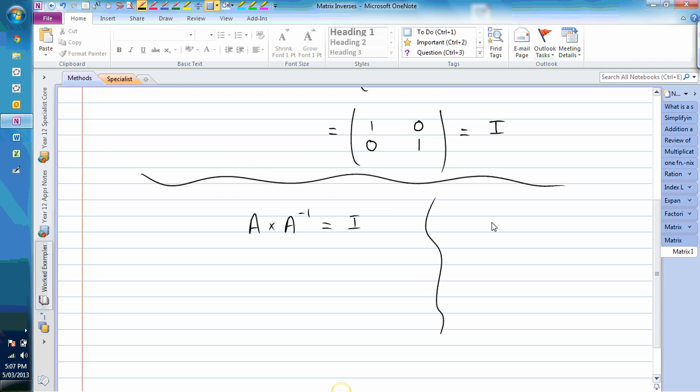It's the same as if I take a number like 2 and multiply it by a half, its inverse, I get 1. Or if I take 2/5 and multiply it by 5 on 2, I get 1. Just like numbers have multiplicative inverses that give us 1 when we multiply them together, so too matrices have inverse matrices that when we multiply them together we get the identity element for matrix multiplication, the identity matrix.